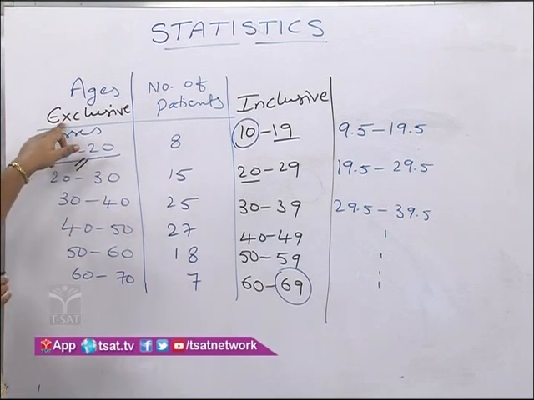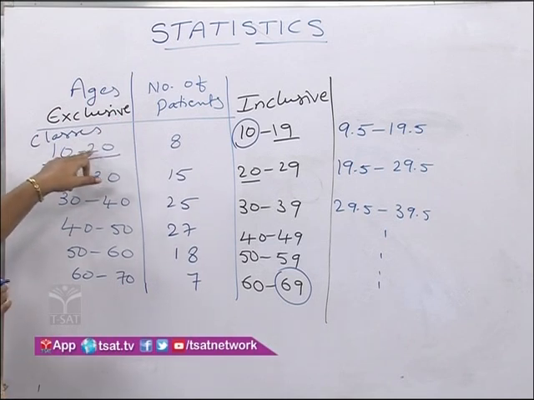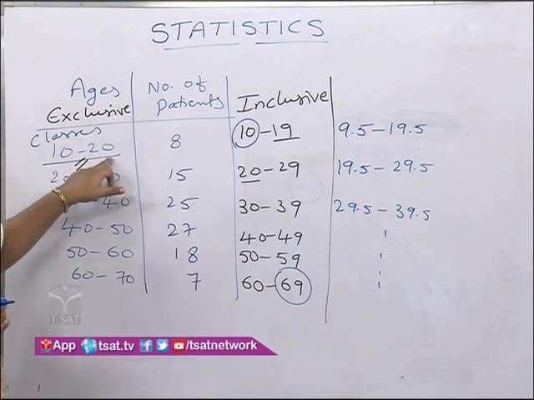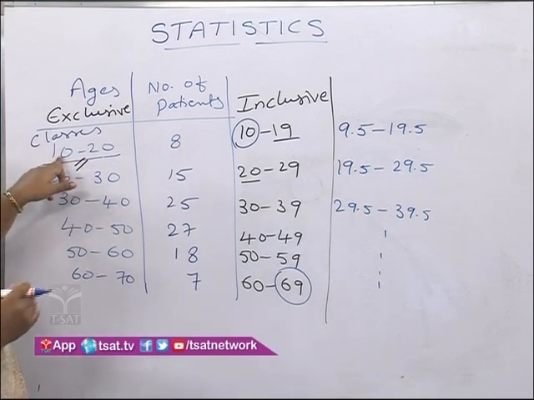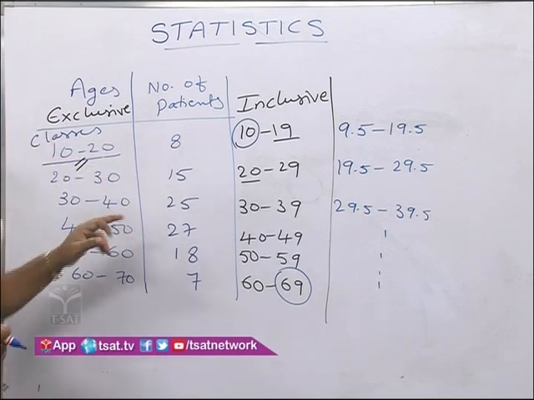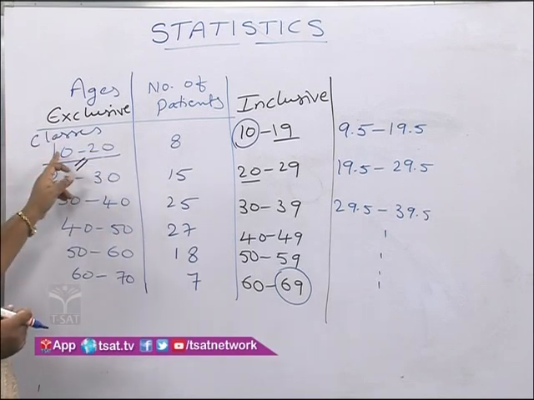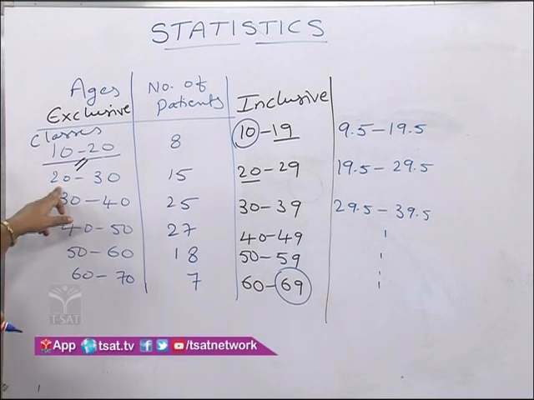And here, the name itself, exclusive, means what? Here we have to exclude this upper limit in this particular class and include it in the next class. When we prepare the table, you will get a better understanding of exclusive and inclusive. Exclusive means we start with 10 and we consider up to 19. This 20 here and here, in both the classes we have 20. So this 20 is excluded in the first class and added in the next class.